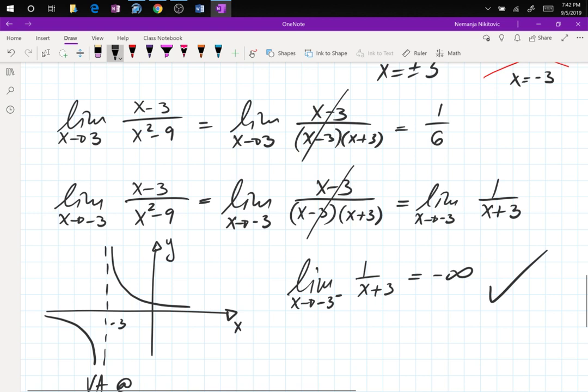My function is open parenthesis x minus 3, close parenthesis, divided by open parenthesis x squared minus 9, close parenthesis. Oh, 1 over 6, not 6. Okay, good. So this is the graph, and you can clearly see a vertical asymptote.